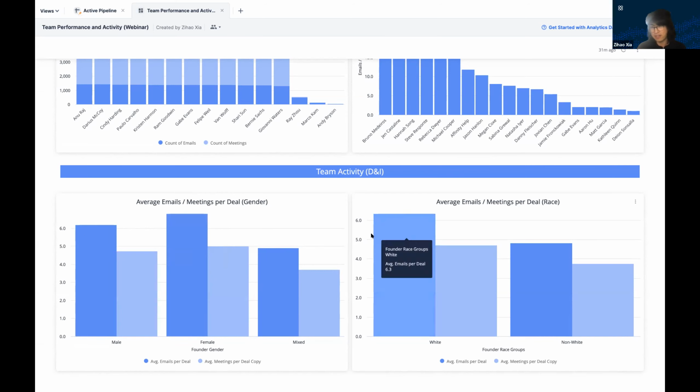Whereas if you look at it from a different angle here on the race side of things, you might notice that we're actually sending fewer emails and setting up fewer meetings with non-white founders versus white founders. And so this is another way to look at the data and to understand if your team is performing the way that you expect it to, as far as these broader strategic initiatives. Okay.